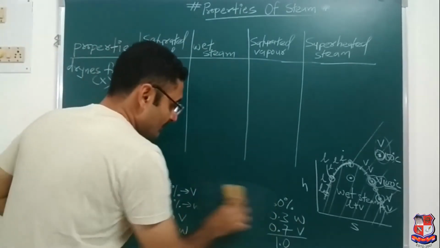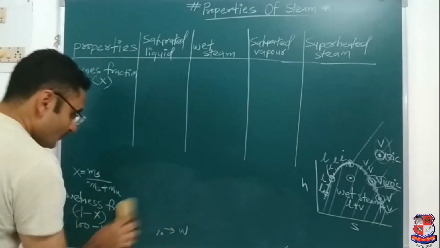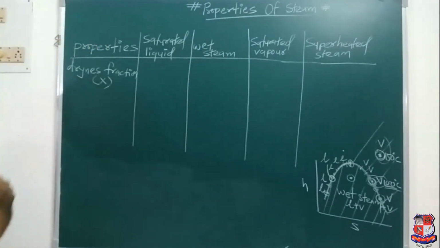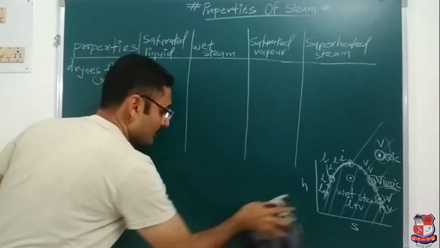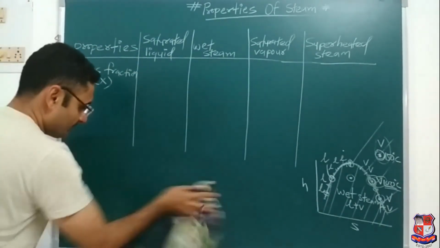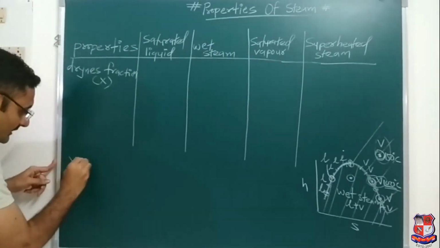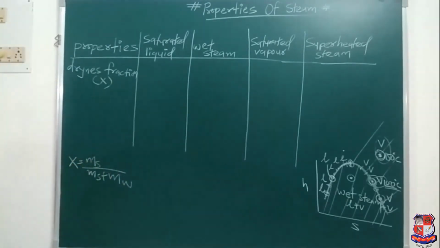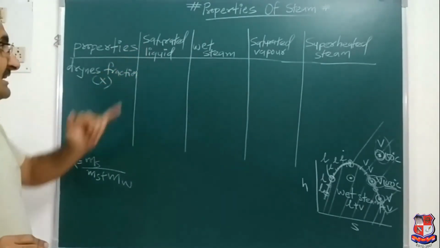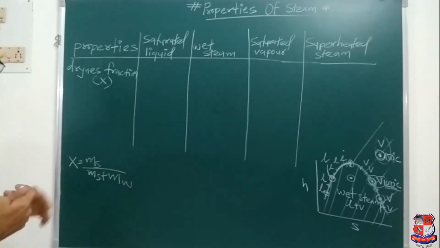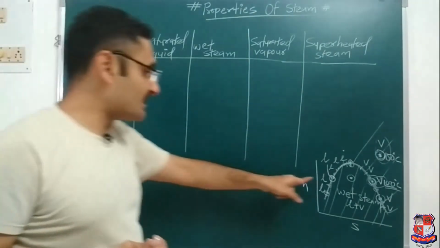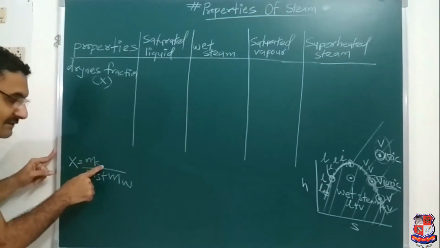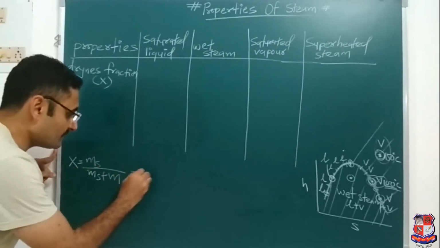For dryness fraction, the equation is important to remember, which is ms divided by ms plus mw. Once again I will write the equation: x equals ms divided by ms plus mw. Now what will the dryness fraction be for saturated liquid? As you know, for saturated liquid, liquid particles are present and vapor particles are not. So here mass of steam means vapor particles, which is 0.